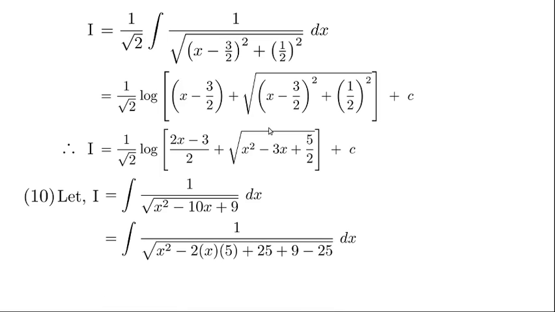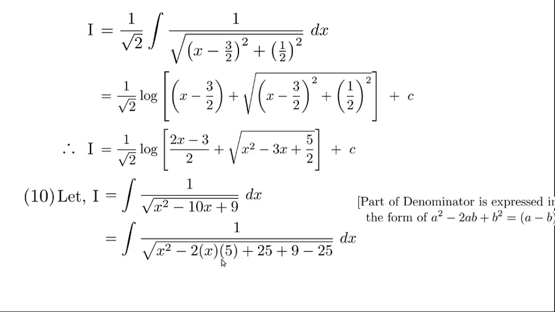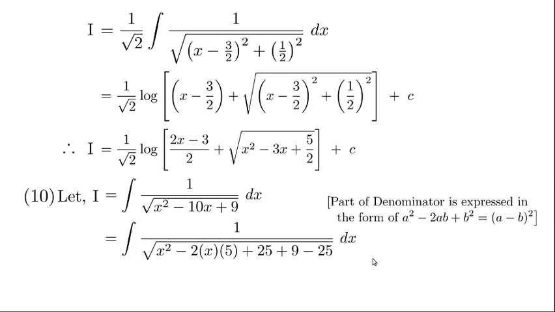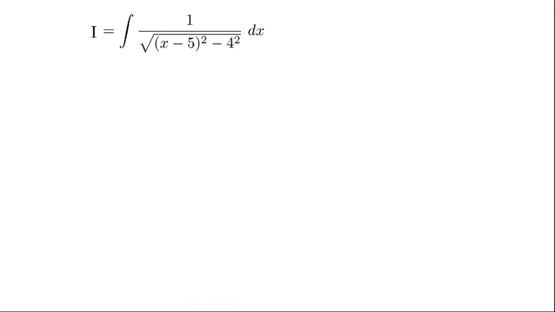This time the coefficient of x square is 1 and 10 is written as 2 into x into 5. So b square is 25, that is added and subtracted. Therefore, it becomes a square minus 2ab plus b square. So 9 minus 25 is negative 16. So this reduces to the form of 1 upon root of x square minus a square. So it is 1 upon root of x minus 5 the whole square minus 4 square.